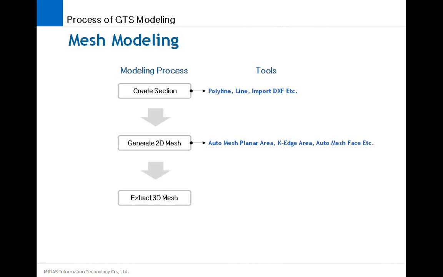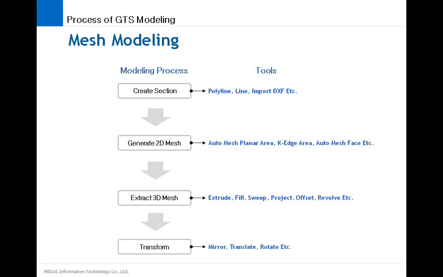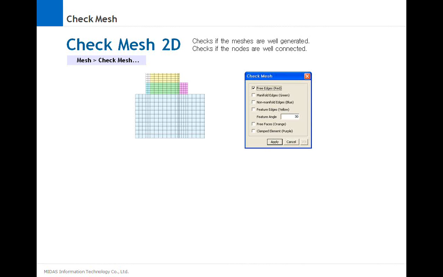So from a 2D mesh, you use several protrusion features to extract a 3D mesh, and then you transform this whole extracted 3D mesh to the required shape. You mirror, translate, or rotate it to the desired profile.